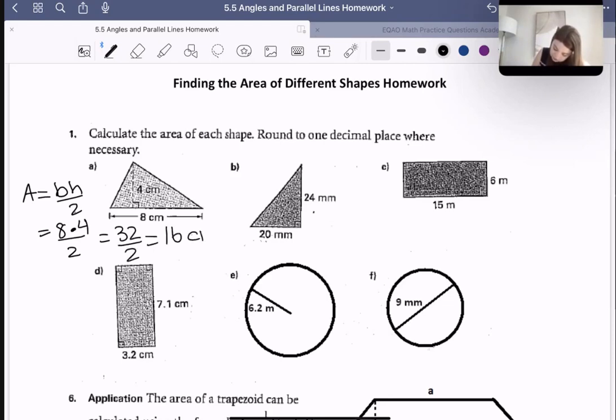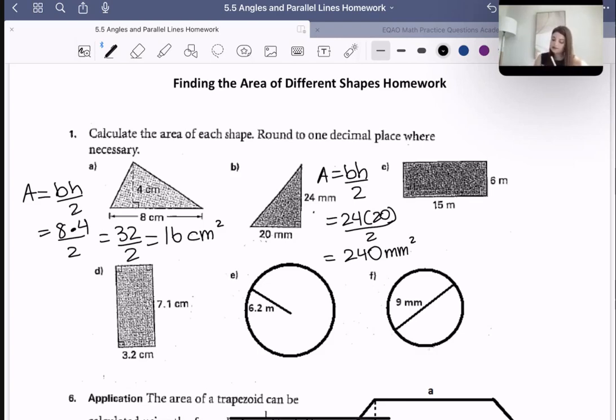And our units are centimeters. So for area, it's centimeters squared. So our answer is 16 centimeters squared based on that formula I just used. Let's move on to B. For B, same thing, it's a triangle. So area is base times height over 2, which is 24 times 20 over 2, which is 240. Oh, and I should put units, which are millimeters squared in this case.